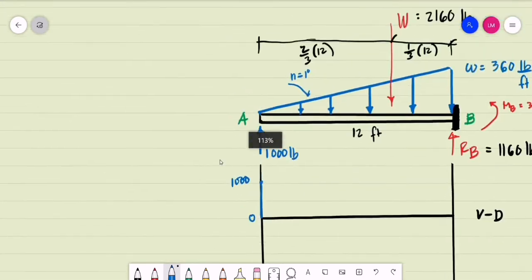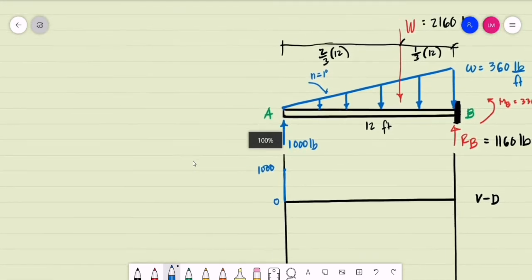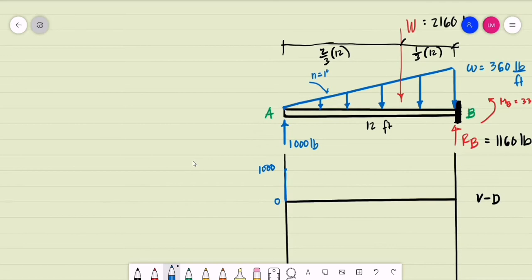Let us just add some key points. If we have our load diagram to be first degree, then as we go down on our diagrams, if we proceed to our shear diagram, we increase the degree by 1 degree.